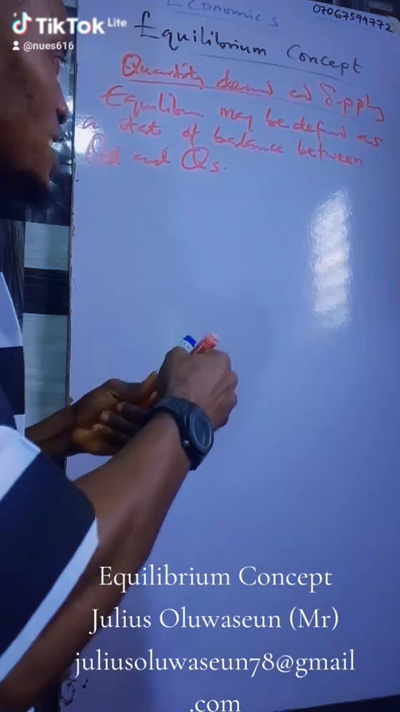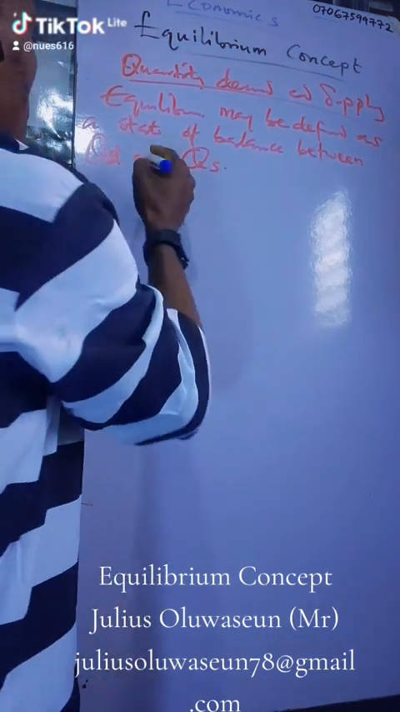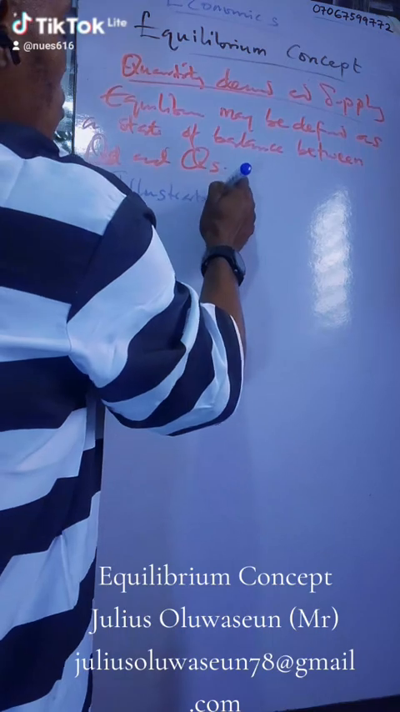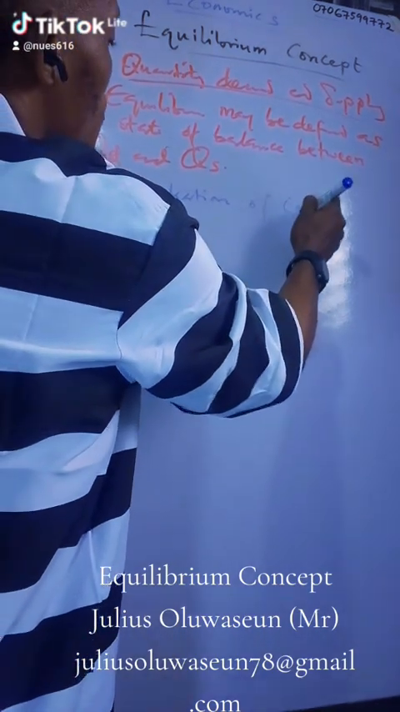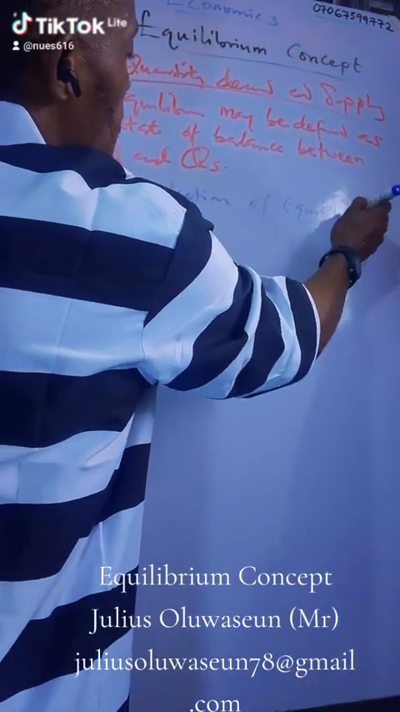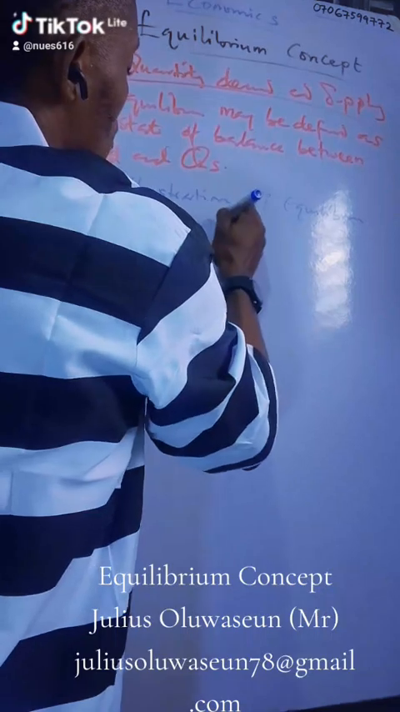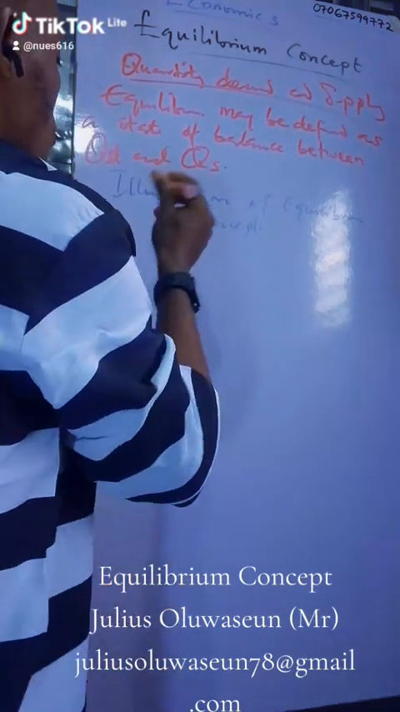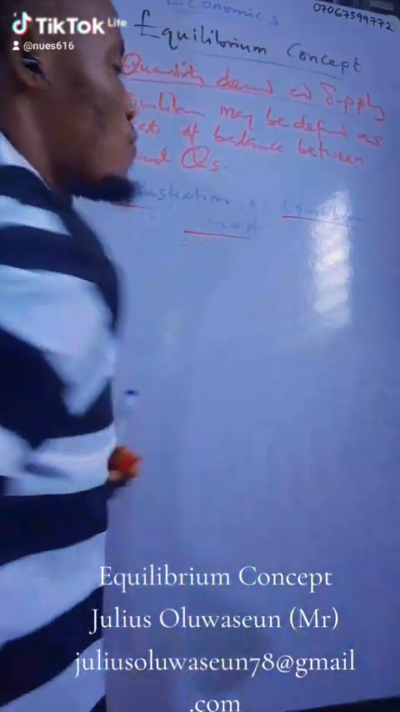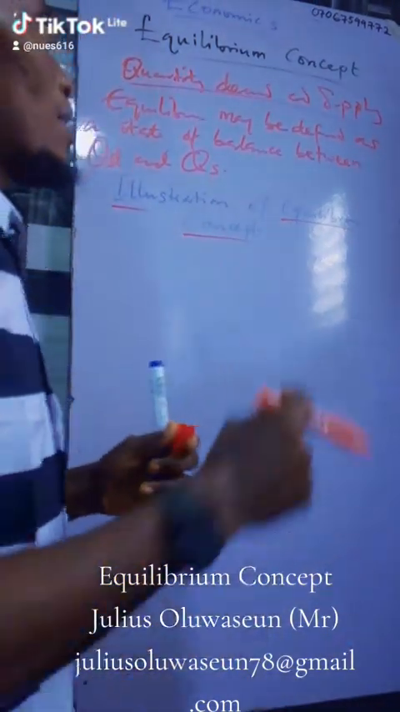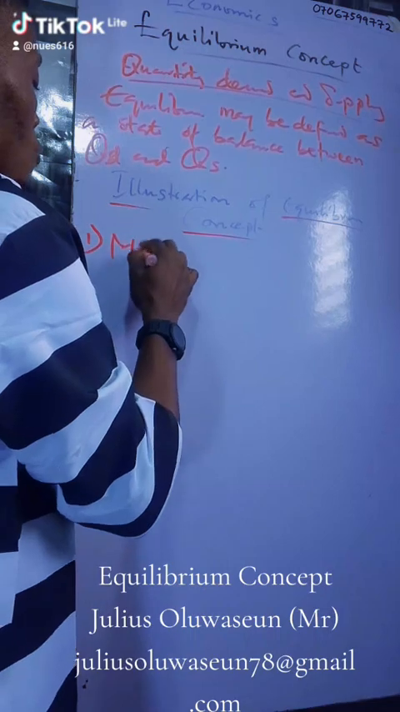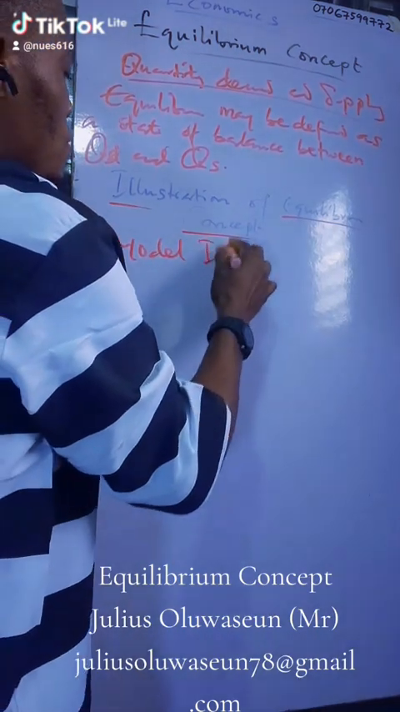So we now proceed to illustration of equilibrium concepts. So these are the illustrations. Basically, there are two illustrations that we normally use to represent our equilibrium concept in economics. Number one is that of the model. Model illustration.